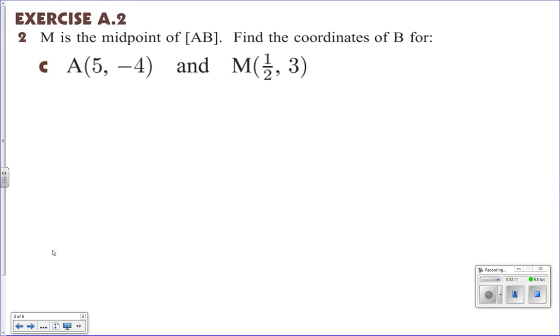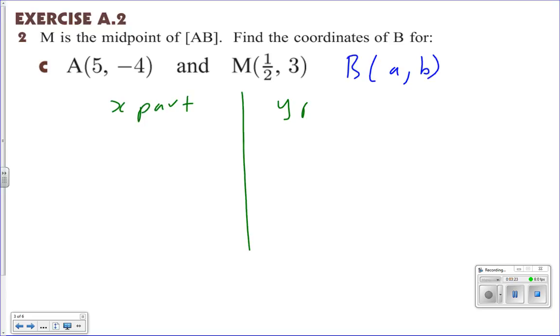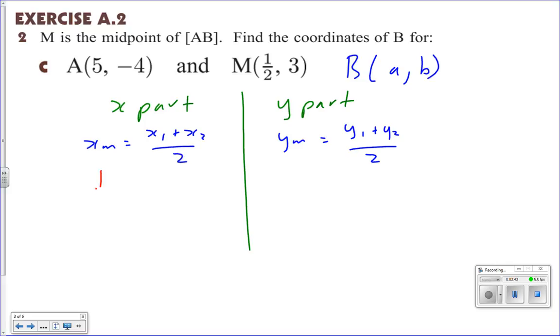Part C, again, we're going to put in our B value and call that (a, b). Again, we're going to have our X part. We're going to have our Y part. So we've got a formula, X mid equals (X1 plus X2) over 2. Y mid equals (Y1 plus Y2) over 2.